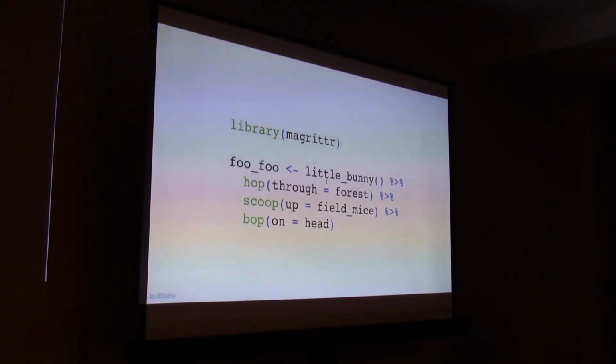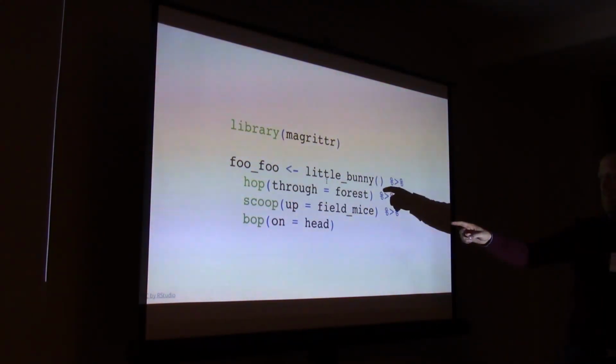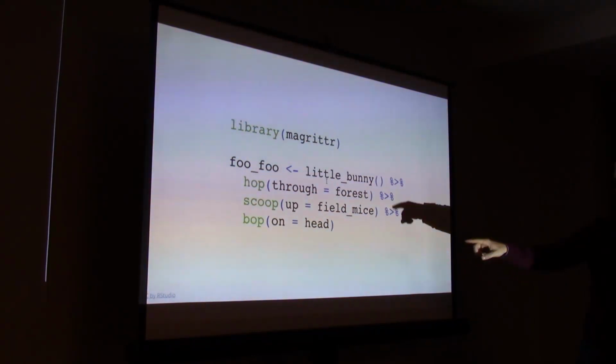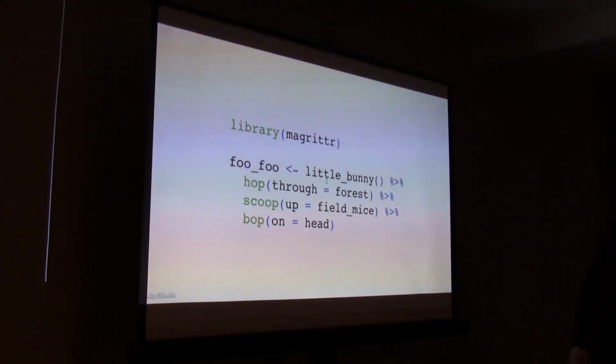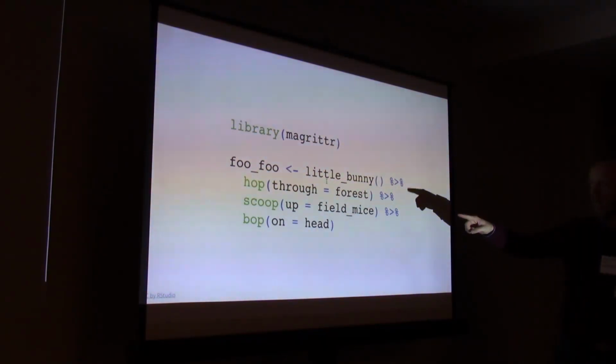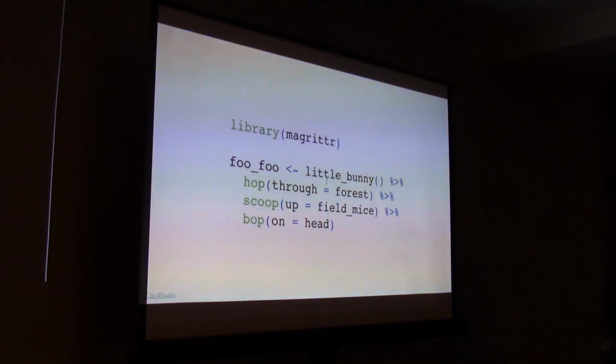So this is much easier to read. You basically have your little bunny who's hopping through the forest, scooping up the field mice, then bopping them on the head. And a good way, when you're reading code like this, is to use the word "then" for the pipe operator.